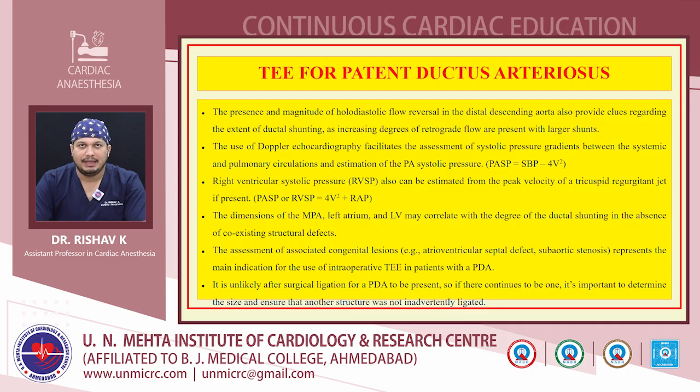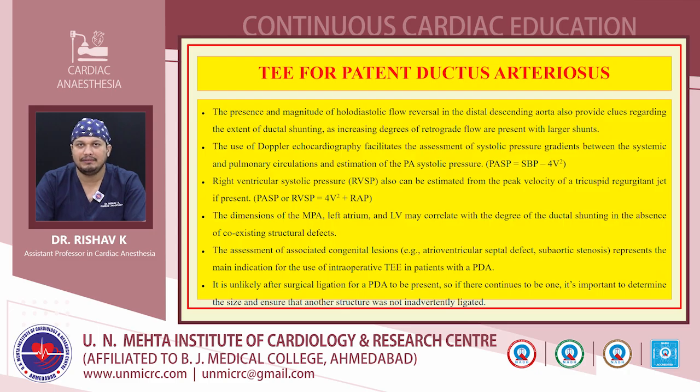The presence and magnitude of holodiastolic flow reversal in the distal descending aorta also provides clues regarding the extent of ductal shunting, as increasing degrees of retrograde flow are present with larger shunts. This is something that we see in aortic regurgitation also, and holodiastolic means that it is present throughout the period of diastole. The use of Doppler echocardiography facilitates the assessment of systolic pressure gradients between the systemic and the pulmonary circulations and estimation of the PA systolic pressure using the simplified Bernoulli equation.